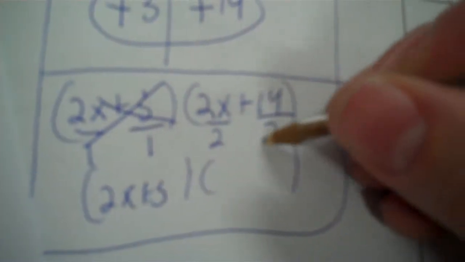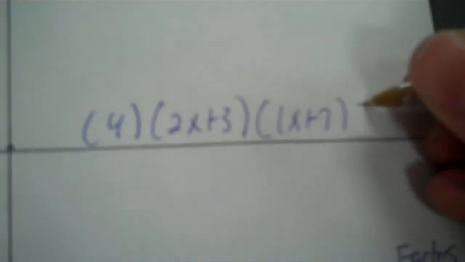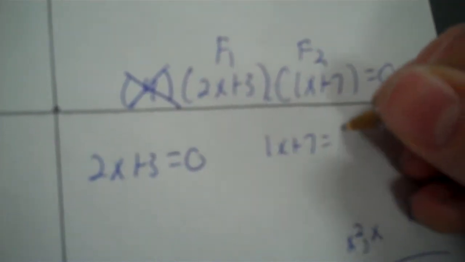Now 2 and 14, go back to the first, from bottom up. First time I see 2 is there, and there's a 14. So this would be divided by 2. So that'd be 1x plus 7. Okay. This doesn't contain an x, so that's a throwaway. These do. So those are the ones I use. If something doesn't have x, you get rid of it. So 2x plus 3 equals 0, and then 1x plus 7 equals 0.